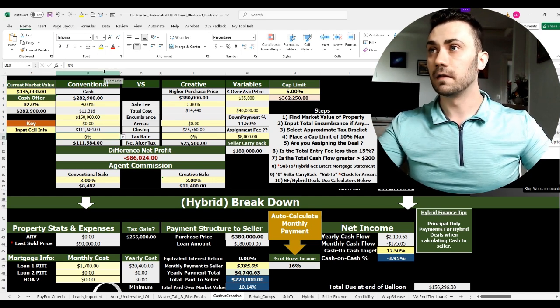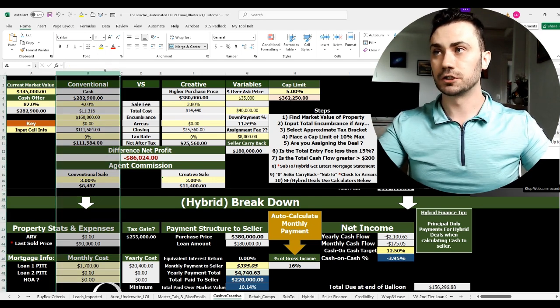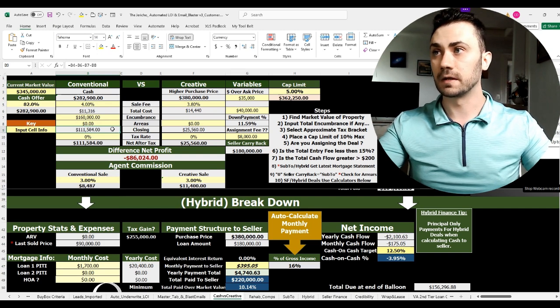So this is done. Our conventional cash offer is done. We don't need to do anything else to this. Sales price is going to be $282,000. Approximate net at closing is going to be $111,000. Seller's not going to be subject to capital gains tax for this property.